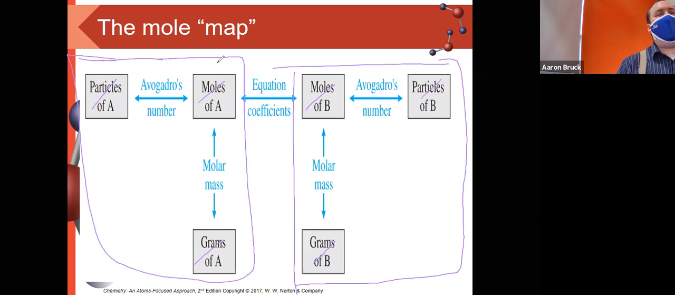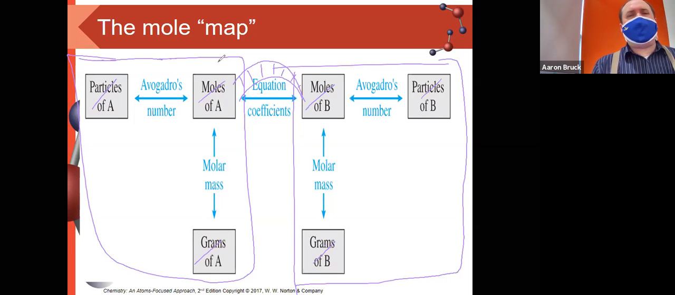The thing that we didn't have before that we now do is a bridge. The bridge between the 2 are the equation coefficients from that balanced chemical equation. So there I've got my bridge. And now I can connect one substance to another if I have a balanced chemical equation to work from. And so long as I have that, I'll be in good shape.